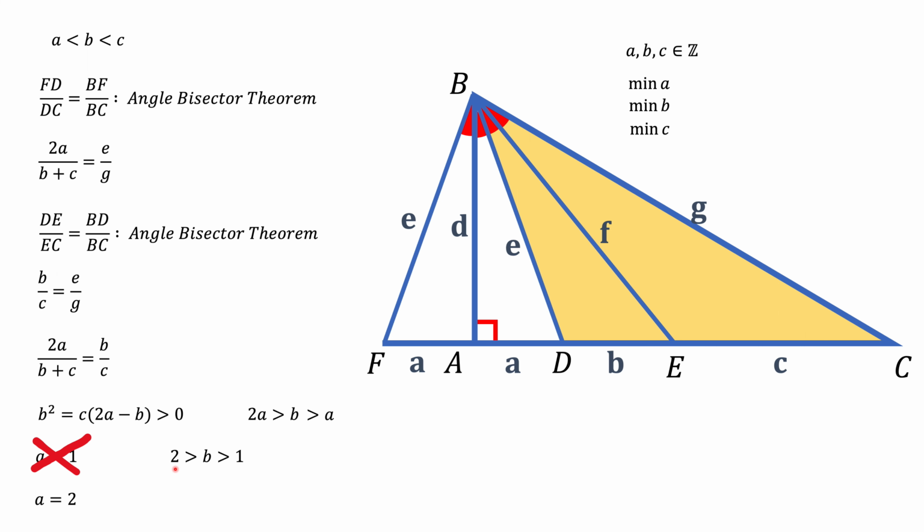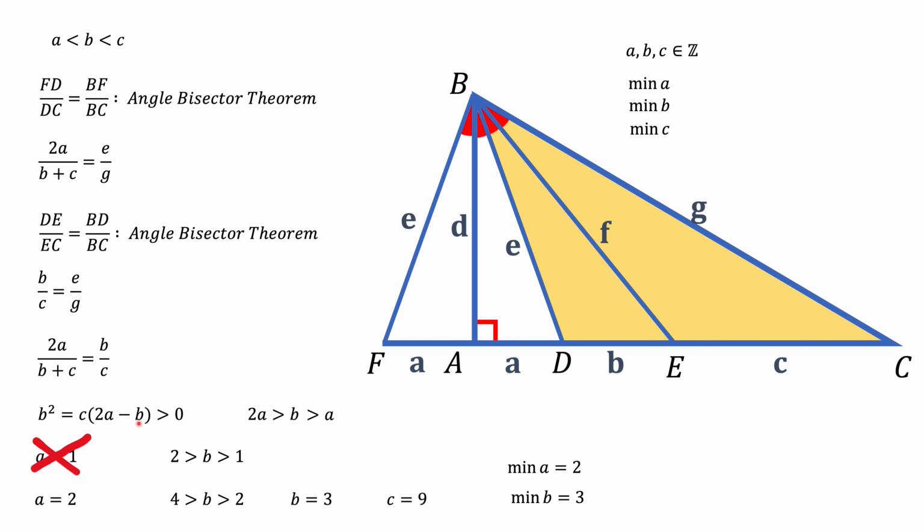When a equals 2, the same inequality gives us that b has to be greater than 2 and less than 4. There's only one b like this, and that is b equals 3. And now if we take this a and b, plug them into this equation, we're going to get that c equals 9. So indeed we find a solution for a equals 2, b equals 3, and c equals 9. But it also tells us that the minimum value of a we can have is 2, and the minimum value of b we can have is 3.